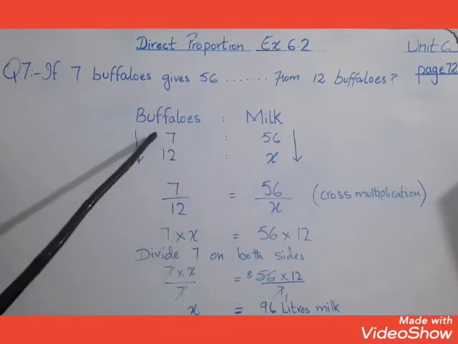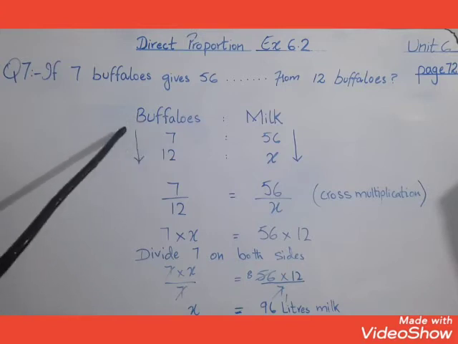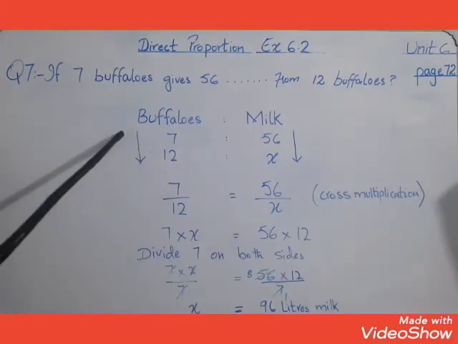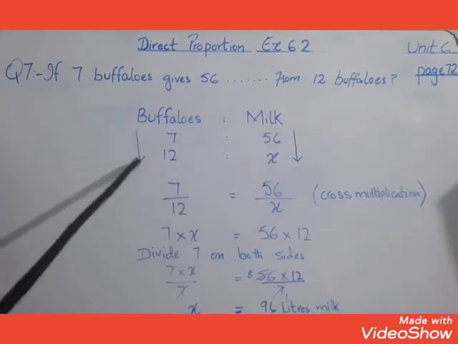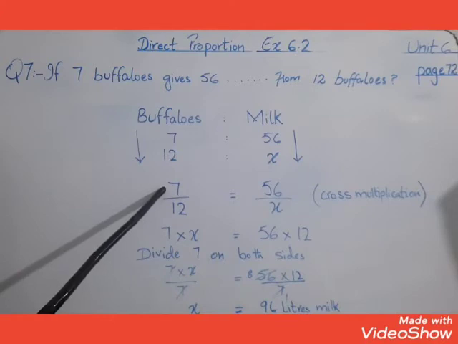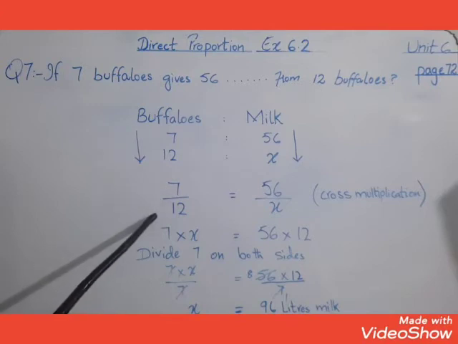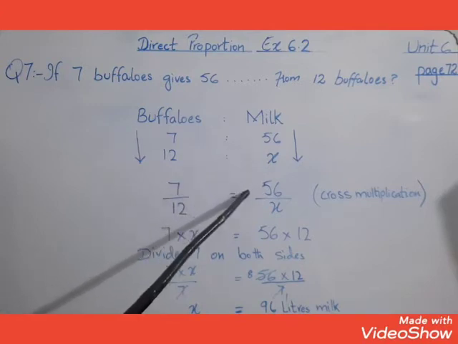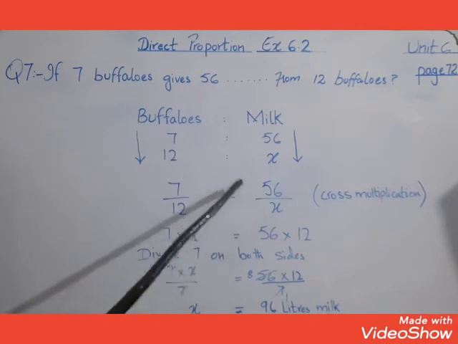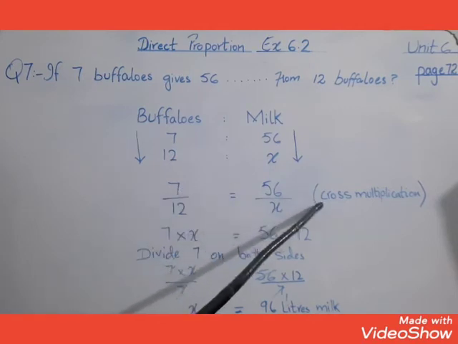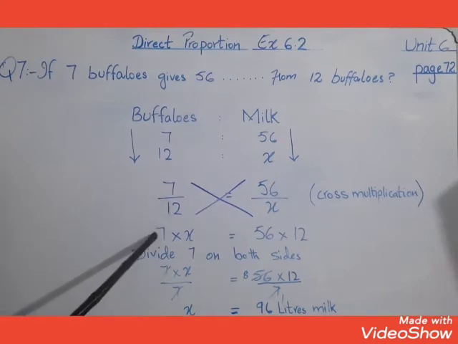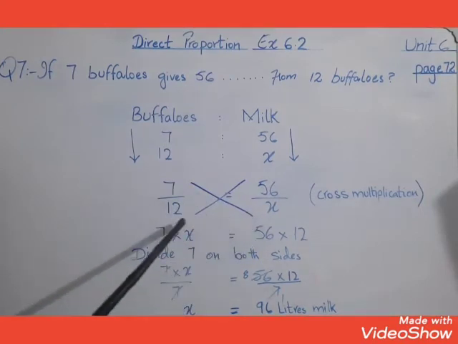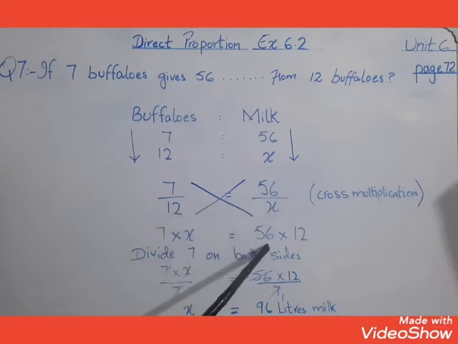Right? So you can see again the number will increase. So the arrow goes downwards. Right, students? Now tail, head. The tail comes first. I told you in the previous question. The tail comes first, 7 over 12. Again the tail will come first, 56 over x. Again we will use the cross multiplication method. So now see the cross multiplication method. 7 multiplied by x, 12 multiplied by 56.